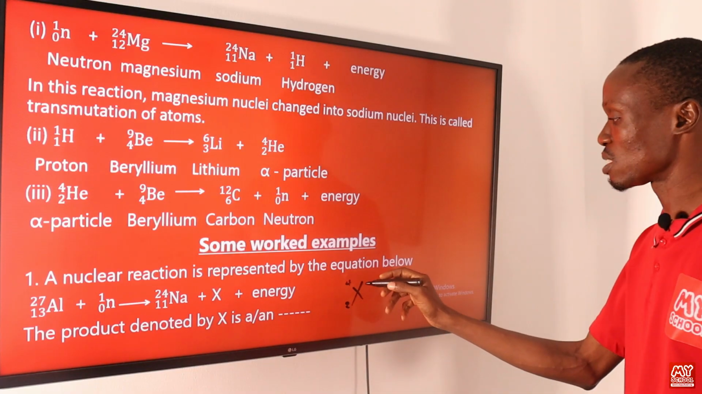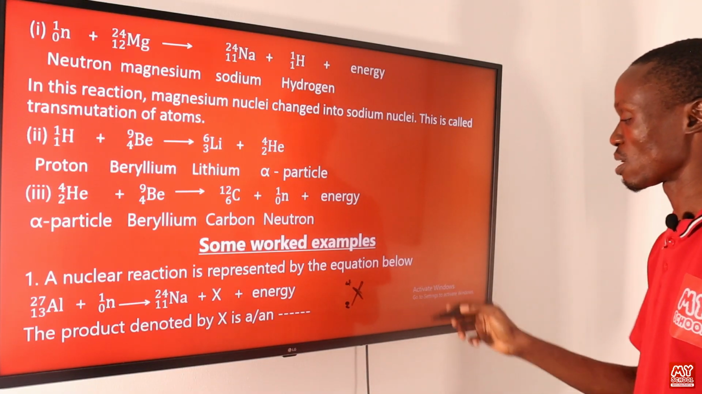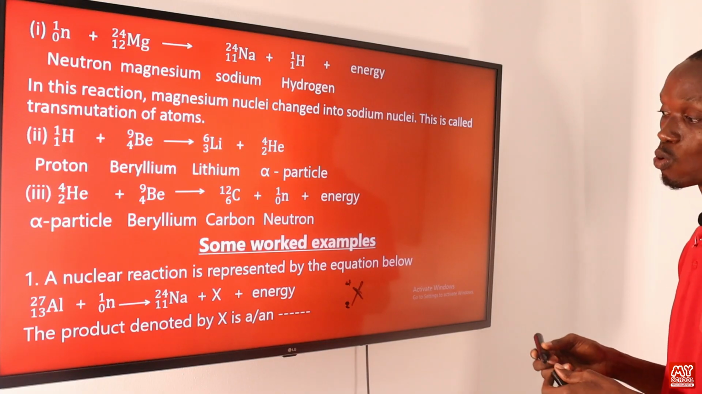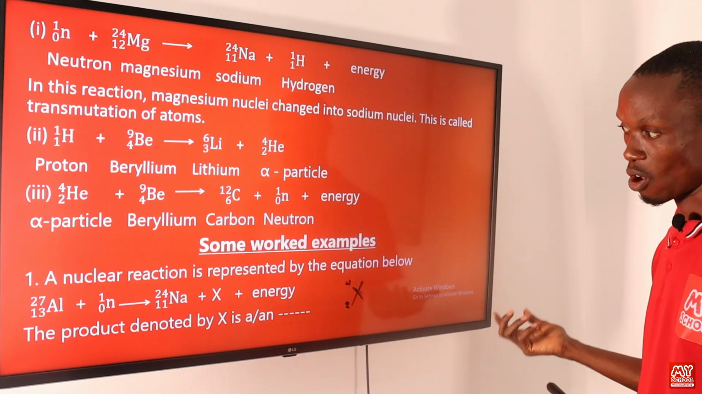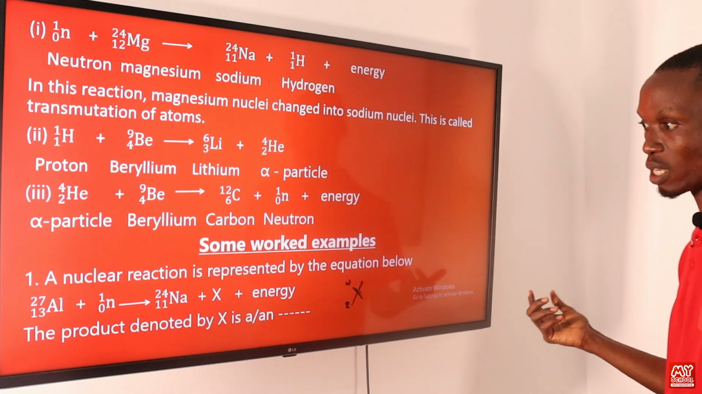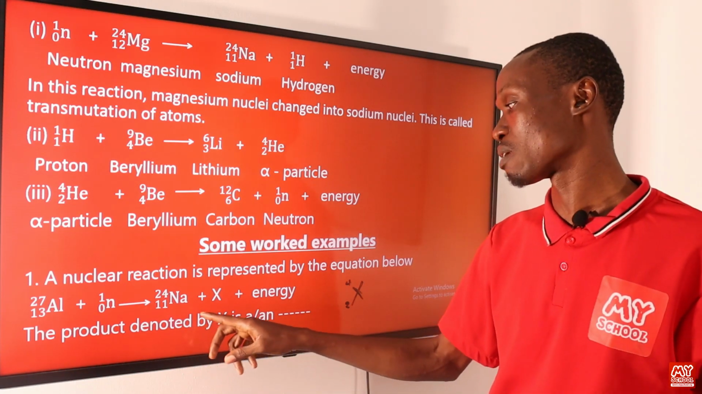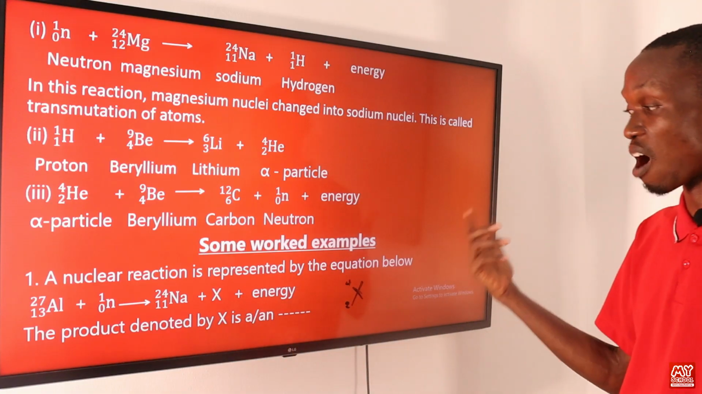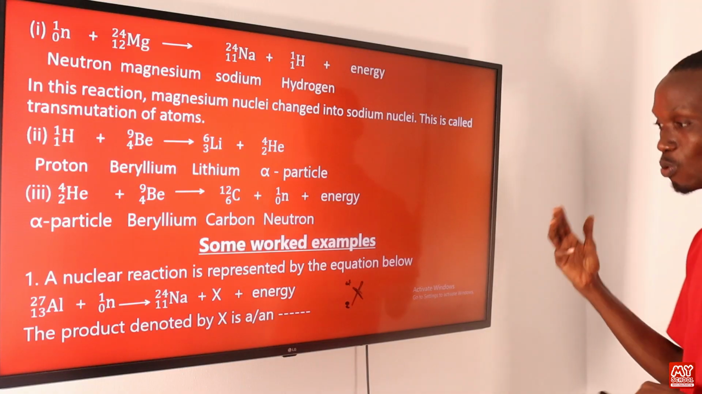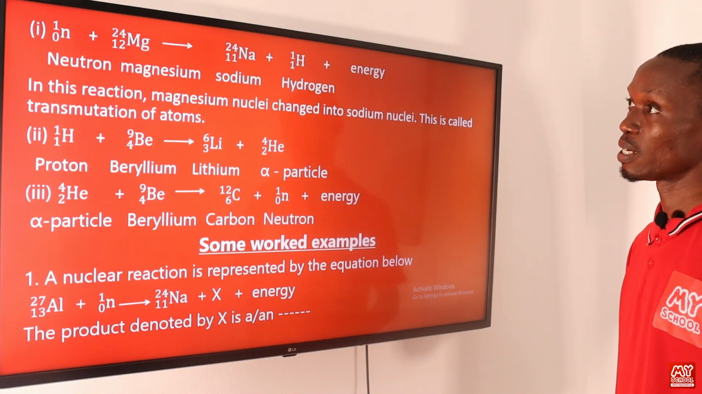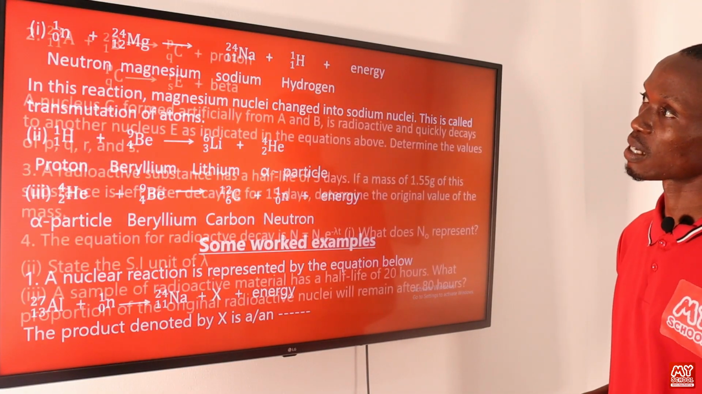Now whenever I see this nuclide, 4, 2, X, just know that this represents a helium nucleus or an alpha particle. So the product denoted by S is an alpha particle, or you can say a helium nucleus. Now let's move to the next slide to answer example 2.